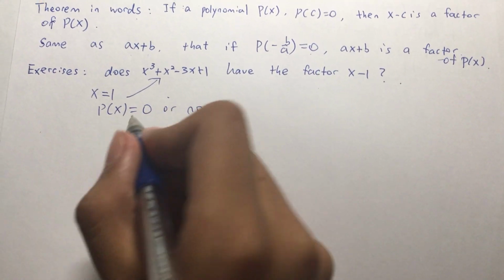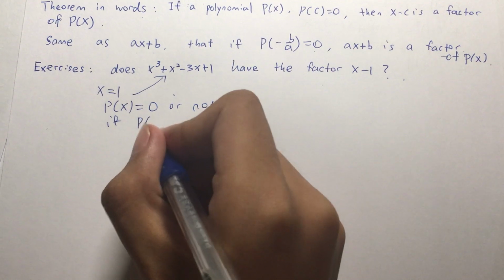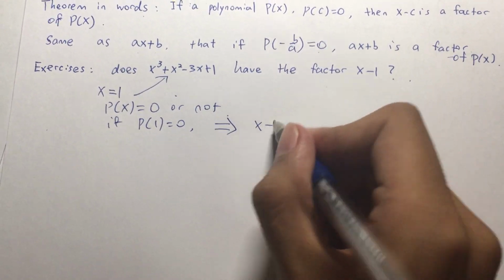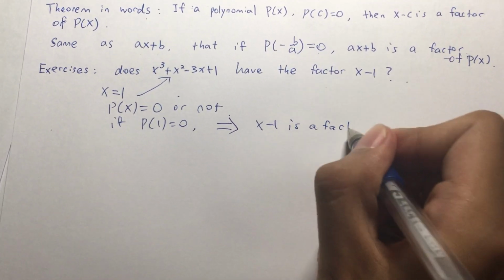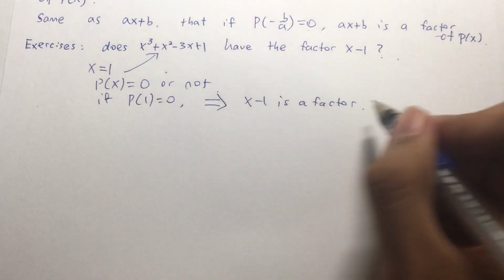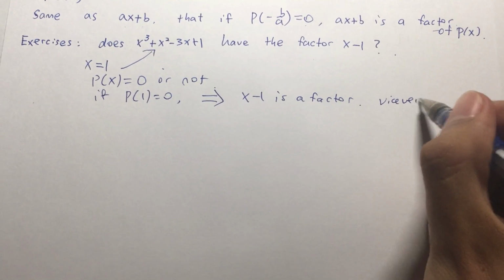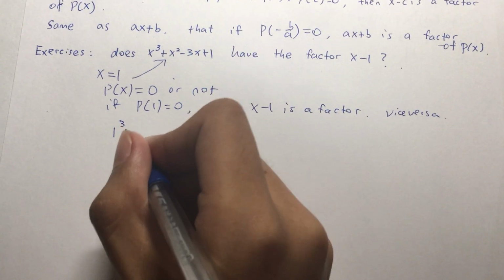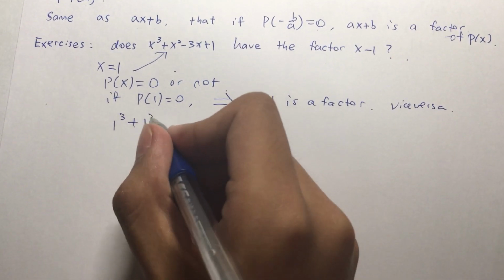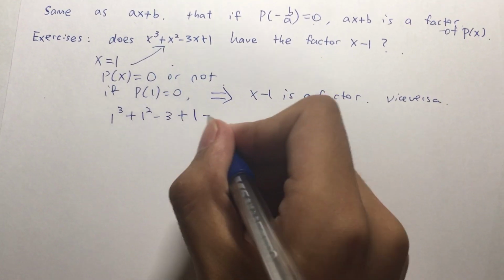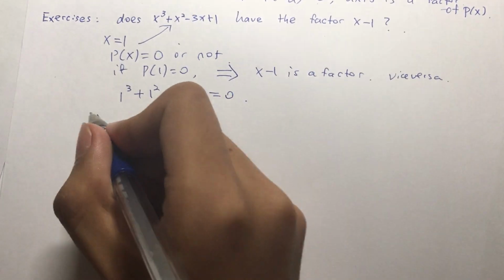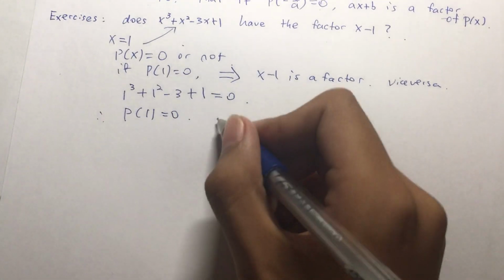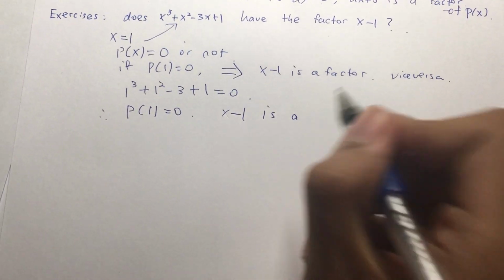If it equals 0, which means that x minus 1 is a factor, and vice versa. So let's just check. 1 to the power of 3 plus 1 to the power of 2 minus 3 plus 1, which is equal to 0. And that means P(1) is equal to 0, which means x minus 1 is a factor.